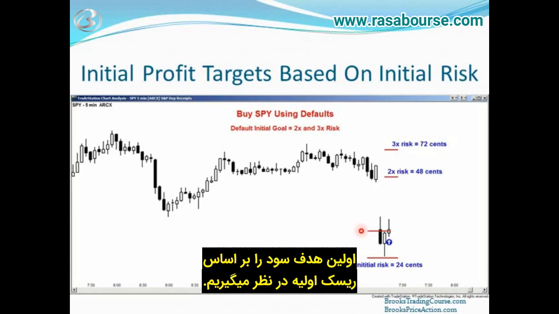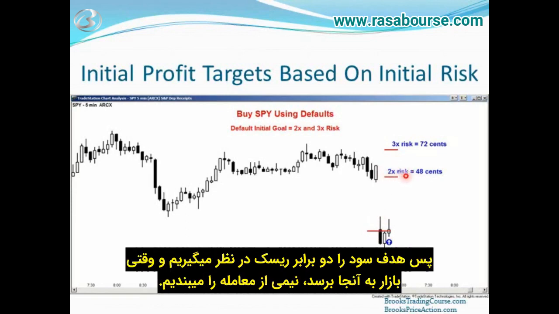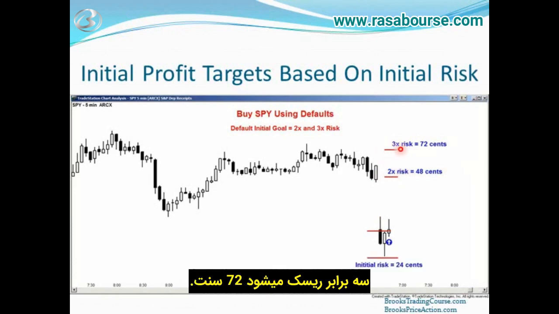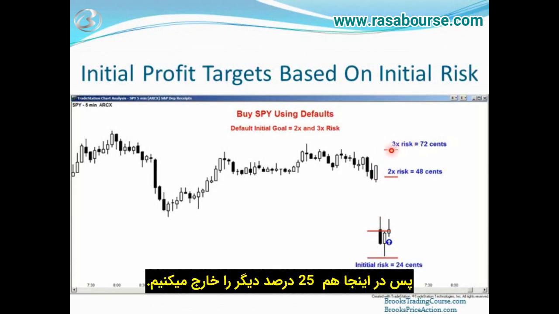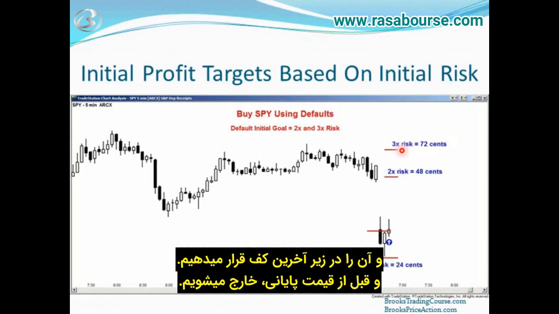You set up your initial targets based upon your initial risk. Your initial risk is 24 cents. 2 times your risk is 48 cents, so you take half off at 2 times your risk. 3 times your risk is 72 cents, so you take another 25% of your trade off here, in other words 100 shares, and then you would allow the final 100 shares to continue in the market as long as the trend continues, relying on trailing stops below the most recent high or low, and you try to exit right before the close.